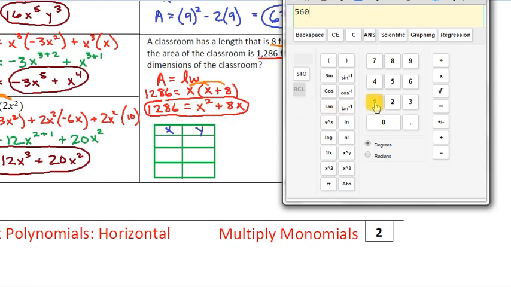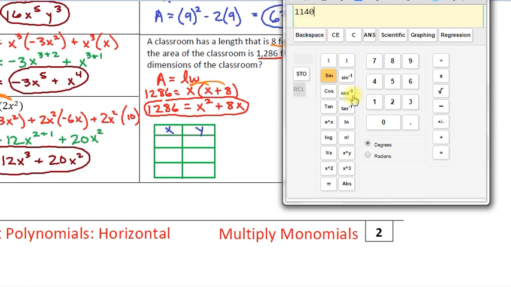Let's try 30. So I'm going to try 30 in parentheses, 30 squared plus, whoops, wrong key, 30 squared plus 8 times 30. Can't get that key. And there we go, press equal. 1140. Oh, we're getting a lot closer. I'm going to go ahead and put that in there.